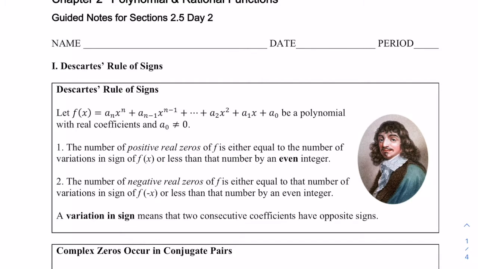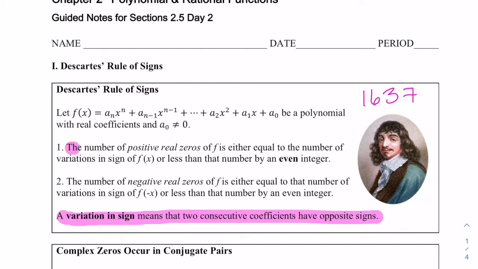Welcome back. Today let's continue examining the zeros of polynomial functions. We'll consider other techniques. The first technique is Descartes' rule of signs. In 1637, René Descartes realized that if you count the number of sign variations for consecutive coefficients, it would give you the maximum number of positive real zeros.